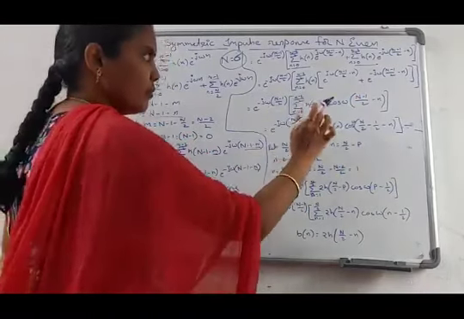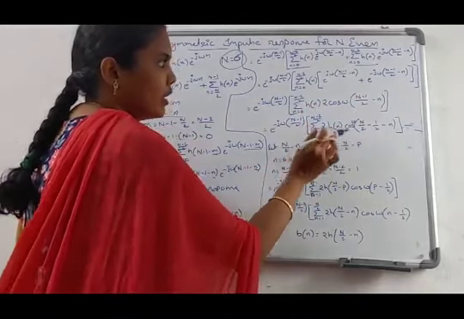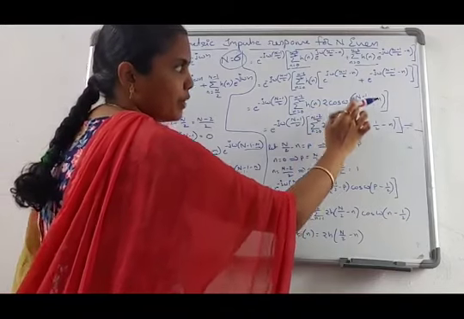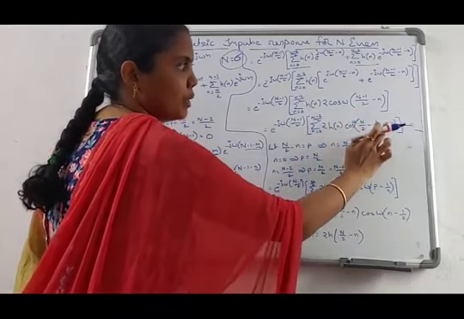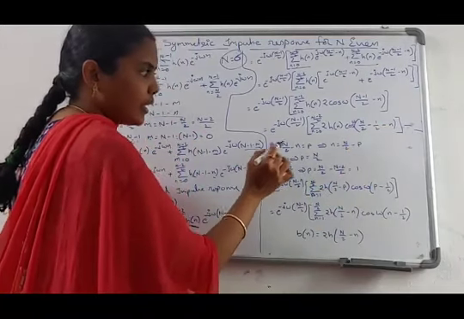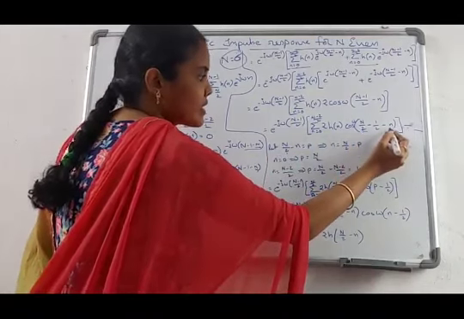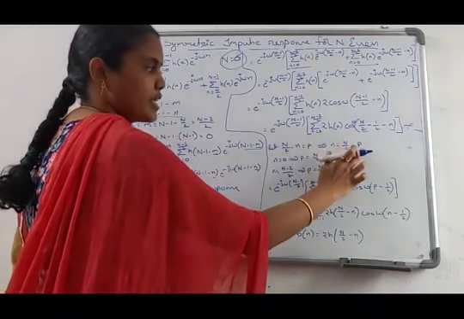Now, 2 h of n cos omega into ((n minus 1)/2 minus n). You have to write (n minus 1)/2 as n/2 minus 1/2, minus n. Let n/2 minus n be equal to p. Then n is equal to what? n is equal to n/2 minus p.